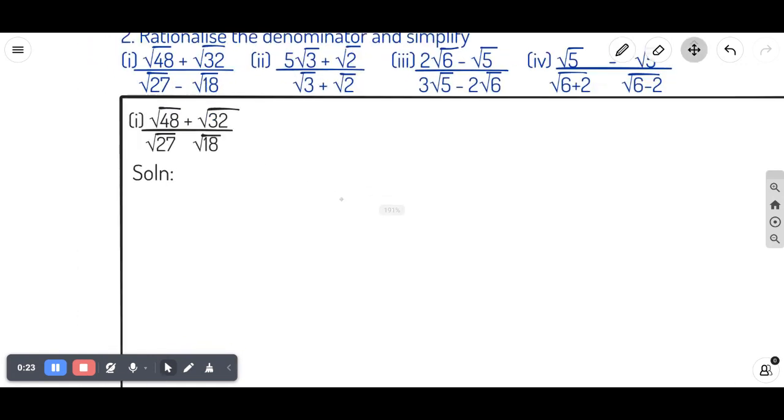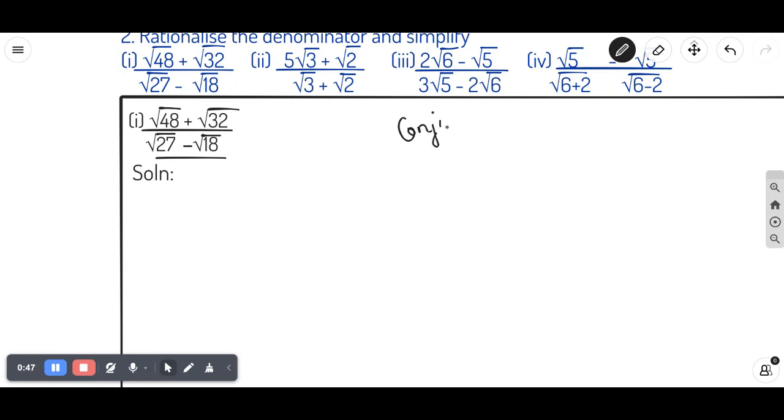The first question is root of 48 plus root 32 minus root of 18, all over root 27. So here we have got a rational number, so we have to simplify it. So let's start doing it. First of all, if you could see, this is a big number. So you can directly do it by taking the conjugate of this. So what do you mean by a conjugate?